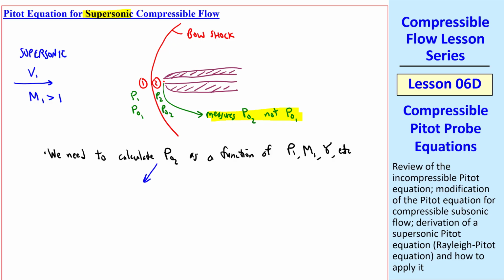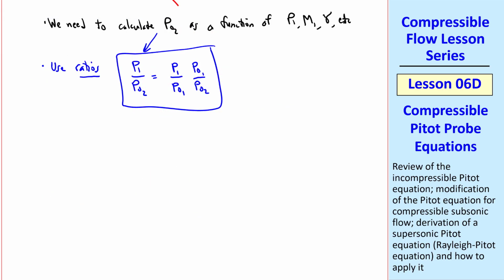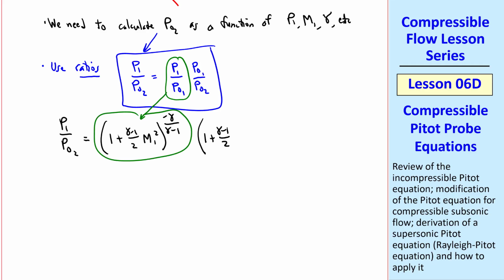Well, as I've said many times, it's usually good to use ratios. Here, P1 over P0 2 is P1 over P0 1 times P0 1 over P0 2. And we have equations for both of these from our previous lessons. So P1 over P0 2 is 1 plus gamma minus 1 over 2 M1 squared to the negative gamma over gamma minus 1. That comes from this term, times 1 plus gamma minus 1 over 2 M1 squared, gamma over gamma minus 1, gamma plus 1 over 2 M1 squared to the negative gamma over gamma minus 1.